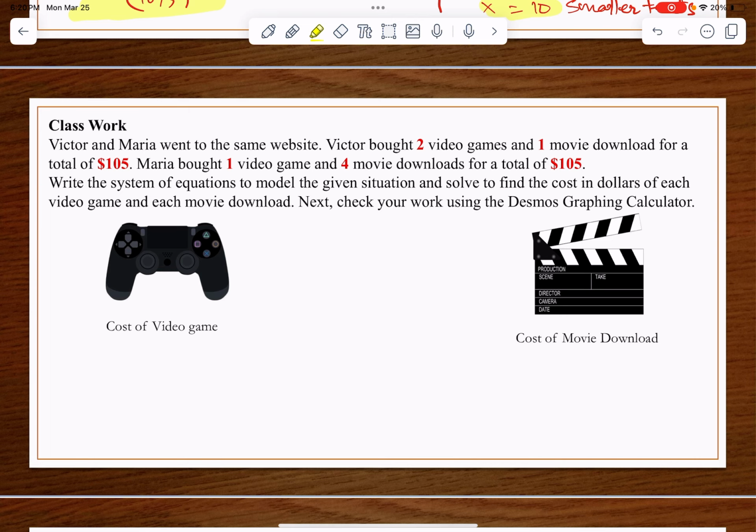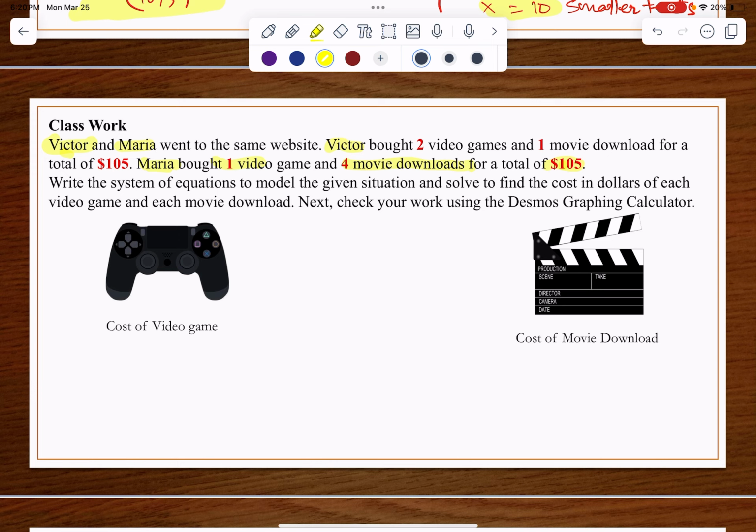In the second problem, this is classwork. Victor and Maria went to the same website. Victor bought 2 video games and 1 movie download for a total of $105. Maria bought 1 video game and 4 movie downloads for a total of $105. So both of them spent the same amount of money. Now your job is to write the system of equations to model the given situation and solve to find the cost in dollars of each video game and each movie download. Next, check your work using the Desmos graphing calculator.